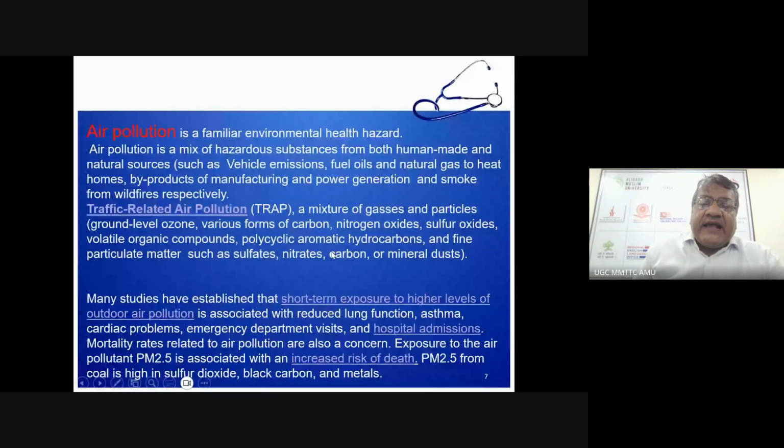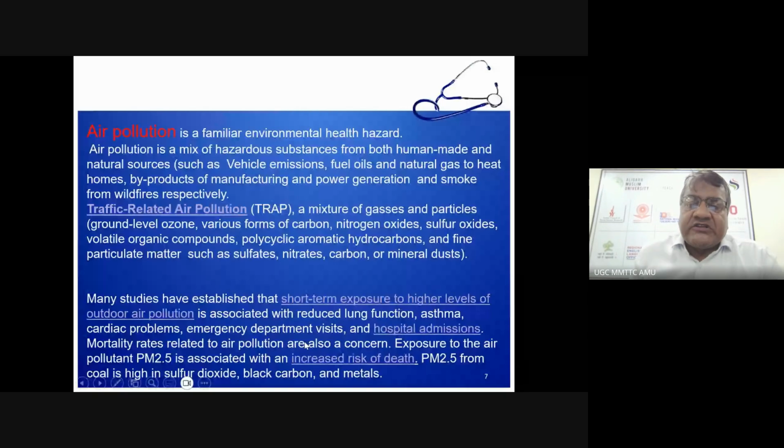Now, many studies have established that short-term exposure to higher levels of outdoor air pollution, this TRAP, is associated with reduced lung function. जो नॉर्मल लंग फंक्शन है उसको ये रिड्यूस करता है. एस्मा होता है. एस्मा इज बेसिकली शॉर्टनेस ऑफ ब्रेथ एंड कार्डियक प्रॉब्लम्स, हार्ट प्रॉब्लम्स.